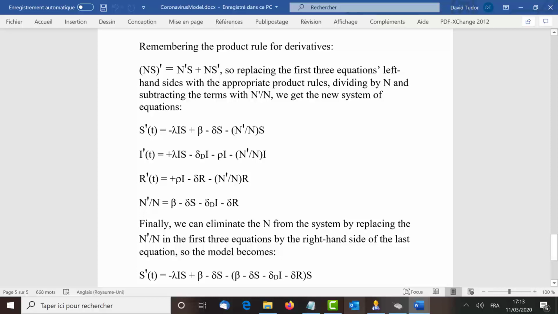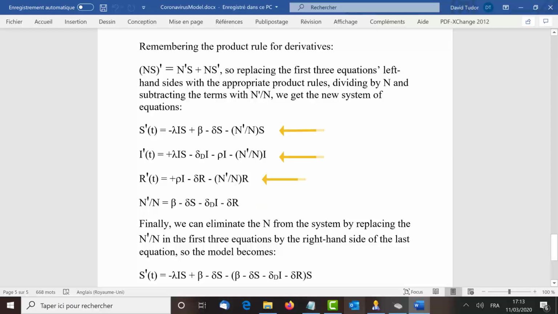I divide both sides of the equations by N and subtract the terms N prime over N that I have on the left. You can do these calculations maybe yourself. You get these equations here. These are the same equations we had before, but notice that I've replaced the NS, NI, NR by the S prime, I prime, R prime, and these are the leftover terms that I have to subtract from both sides because of the product rule. So this is my new equation, and in fact, notice in the rate equation for the population, I have N prime over N since I divided everything by N. So I can take this right-hand side and replace it here on the right in the first three equations.